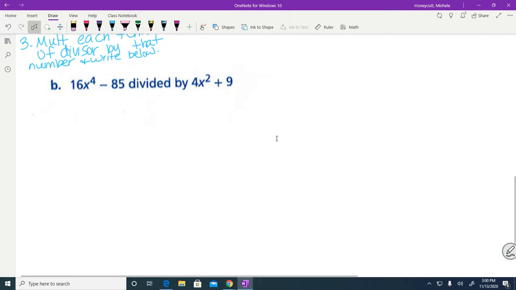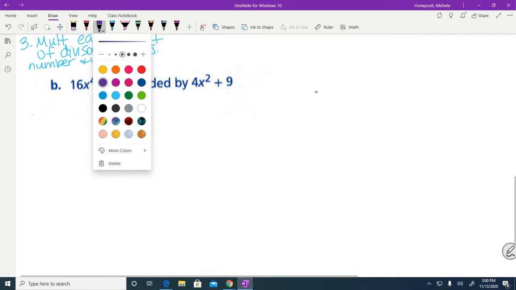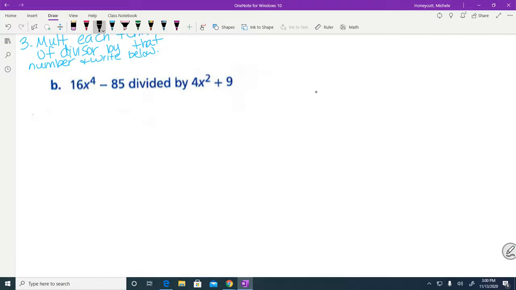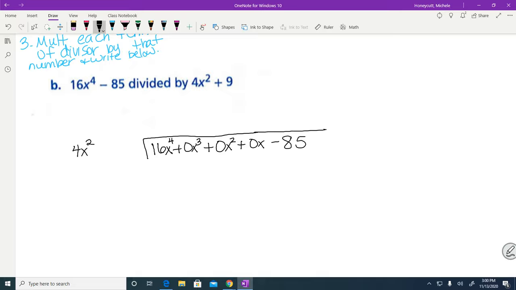We'll look at another example. 16x to the fourth minus 85. We're going to divide that by 4x squared plus 9. So I'm going to set up my problem. But remember, whenever you set it up, you need to make sure that all powers of x are represented. So I have 16x to the fourth, but I don't have any x cubed, so I'm going to say plus 0x cubed. Don't have any x squared, plus 0x squared. I'm inserting placeholders to make sure all my like terms line up. Plus 0x, then minus 85. That's going to be divided by 4x squared plus 0x plus 9.